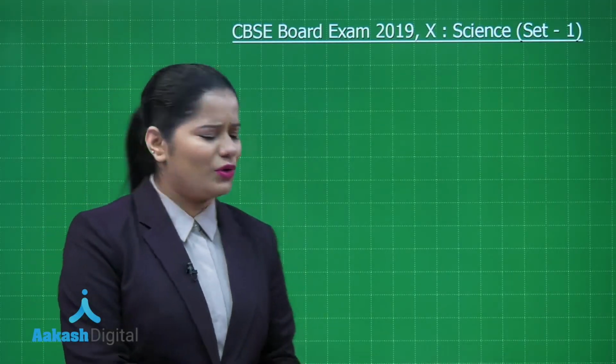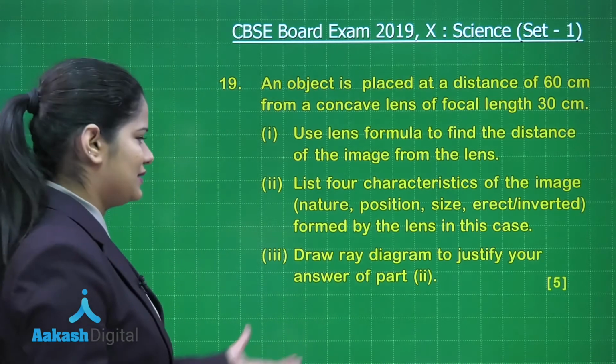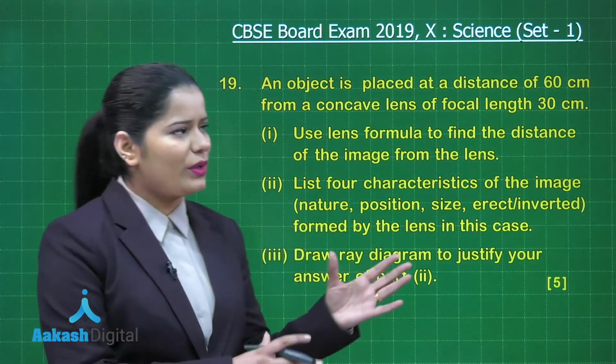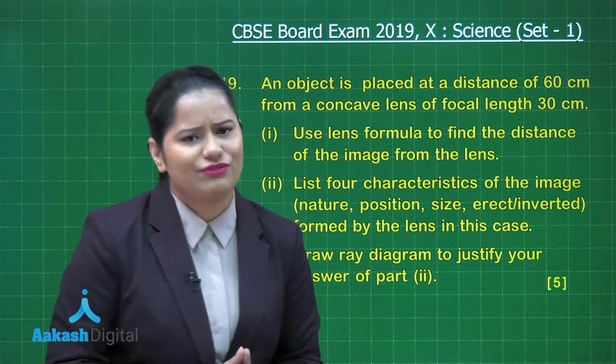Okay, so now let's have a look at question number 19. That's of 5 marks, and this question is from the chapter Light. Let's read it for more clarification.